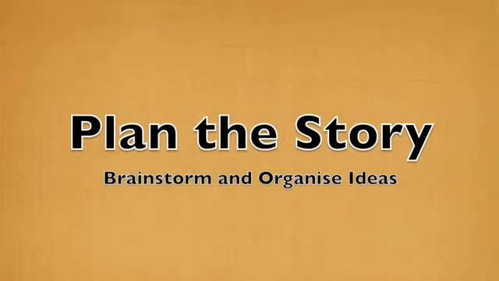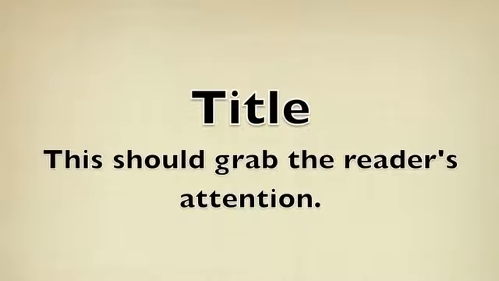First of all, help your child to brainstorm and plan their story. They need to know what is going to happen at the end before they start writing. There is a graphic organizer in the ebook to help with this process. Start off with the title. Now this should grab the reader's attention and let the reader know what the story is going to be about.